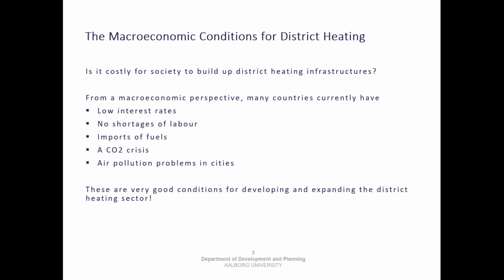Sometimes you hear this question: can we afford to build district heating? Is it costly for society to do this? There I just want to highlight that if you take a macroeconomic perspective, then at least in many countries we currently have low interest rates, and we have no shortages of labor. Many countries import fuels, which can be a burden for the local and national economies. We have a CO2 crisis, and in many urban environments we have air pollution problems. So the conditions for building district heating in these years are very good, both economically and politically. And of course, I think these five points have not been less relevant during this corona situation.